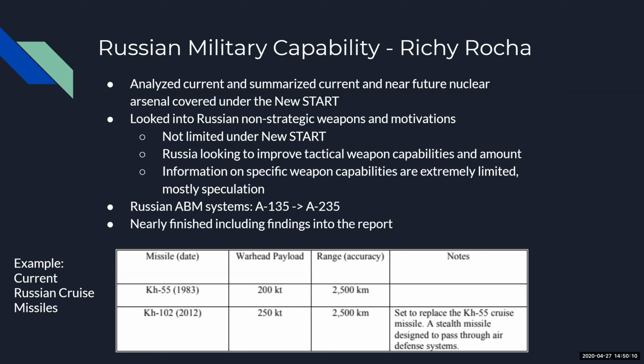I've also spent time on the ABM systems. So Russia's current ABM system is somewhat dated. They're relying on early detection radars, which continuously get updated, but the interceptors themselves are currently being upgraded, looking into how they will upgrade their ABM system around Moscow in the near future. And in terms of the report, I've almost finished including all of my findings in there. It's in the Google Drive if you want to look at that.